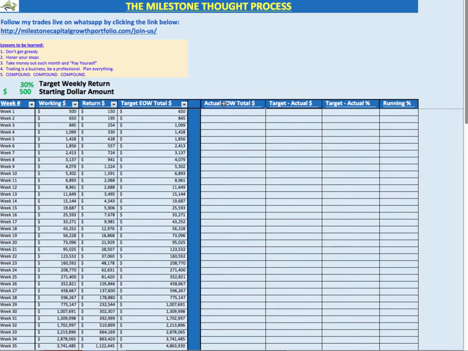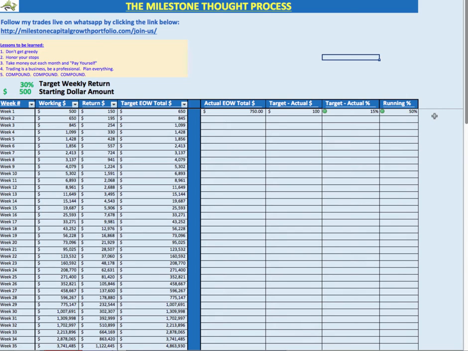So here, what we're asking you to do for yourself is put your actual end of the week total for your account. Just at the end of the week, what is your total? So with $500, your goal is going to be $150 for the week. Now you can do this by day, you can change this any way you want. So enter your actual amount and say you made $750. So you made $100 more than what your target was, and you're 15% higher, and now your running percent is 50%.